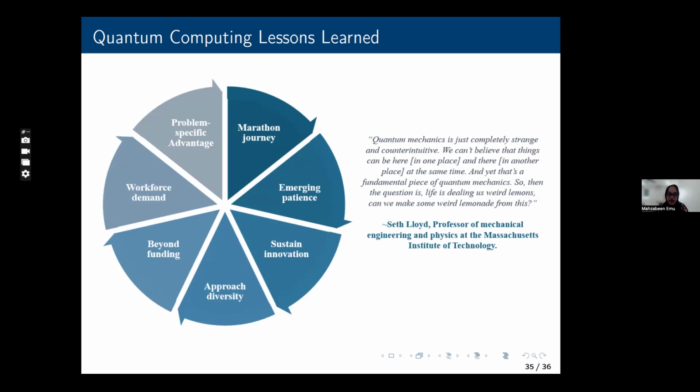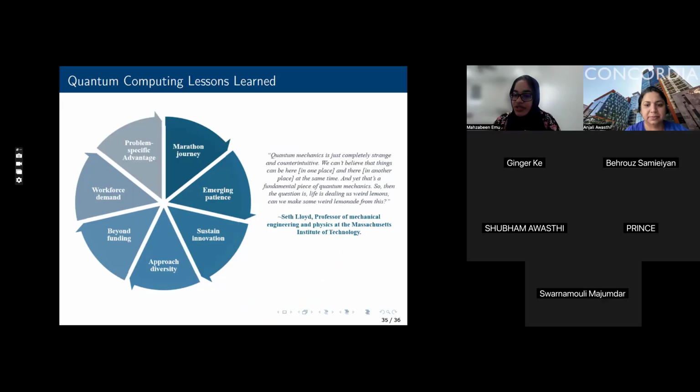And these are just my 2 cents that I would like to share from my quantum learning journey. It's a marathon journey, just like any other emerging technology. We need a lot of patience. And in order to sustain innovation at this current stage, what I believe is we need to approach diversity in methodology. So we need hybrid approaches to really see the advantage at this moment. That might not be possible with standalone quantum approaches. And our efforts must go beyond financial means, and we need a quantum skilled workforce at this moment to progress towards the quantum vision, right?